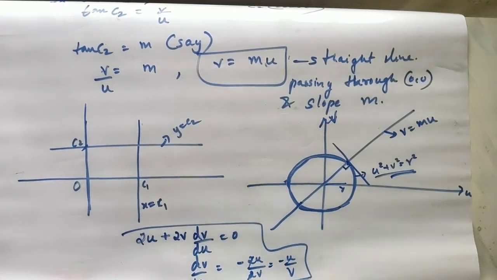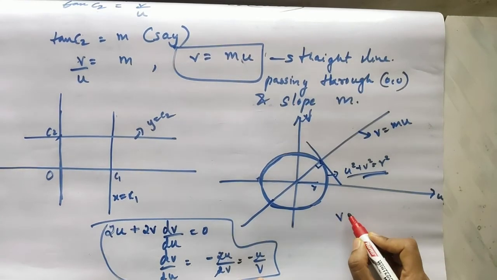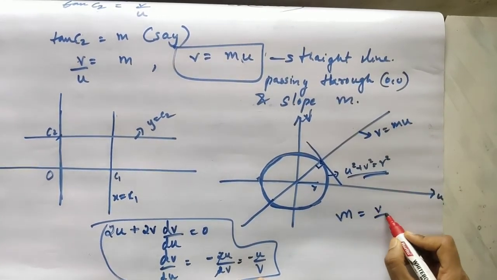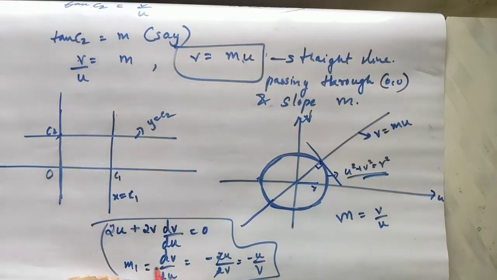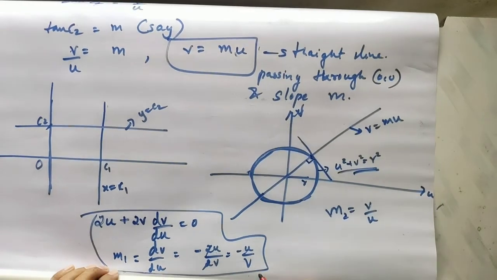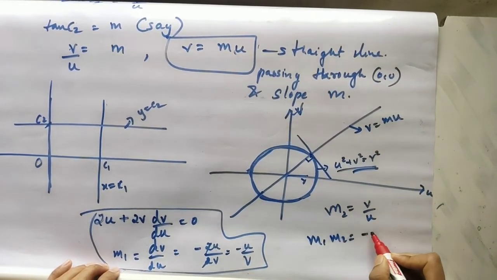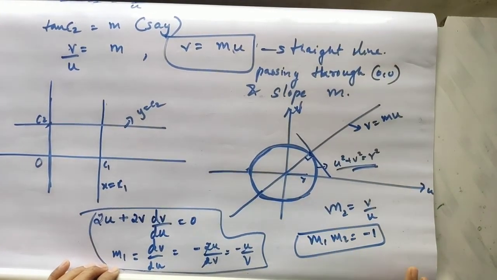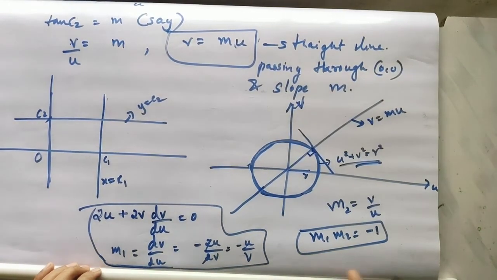Okay, right? Similarly, what is m equal to? M is the slope of this line. We have got m is equal to v by u here. Okay, so this I will say to be m1. Let the slope of the line be denoted by m2. So what is m1 into m2? You see that it is minus 1. Are they not intersecting orthogonally? The two families are intersecting orthogonally, and hence the two curves are intersecting orthogonally.